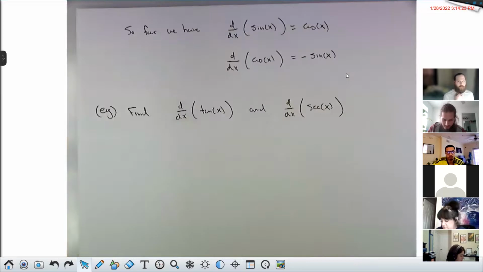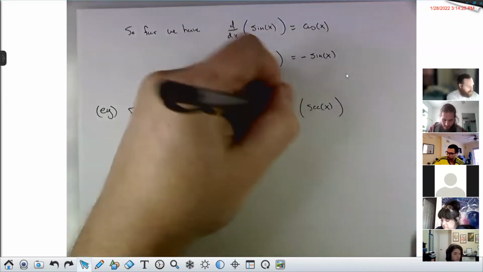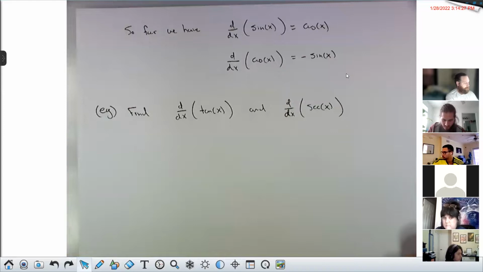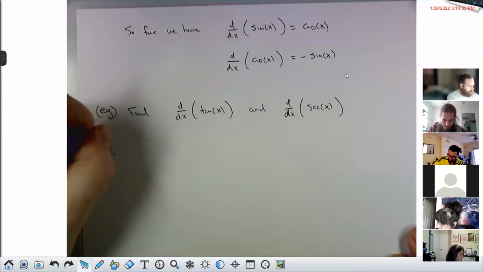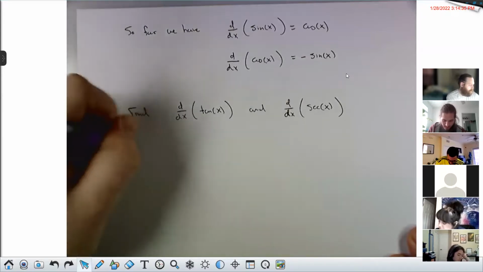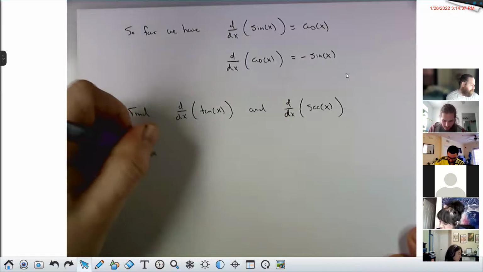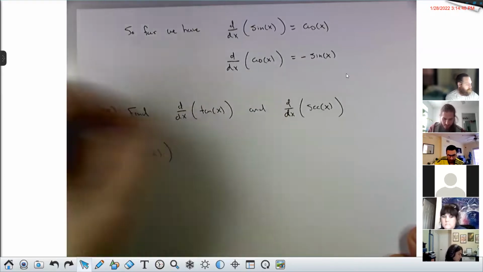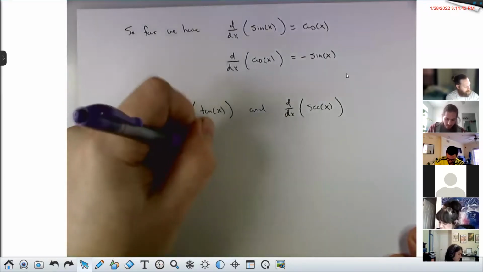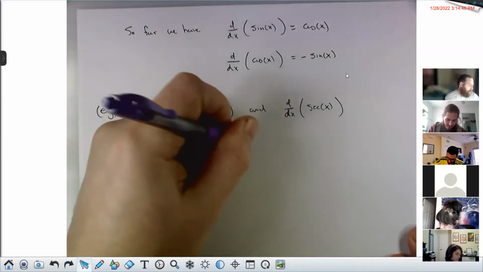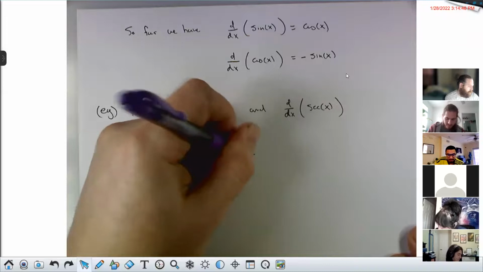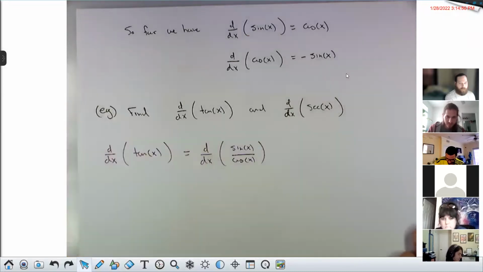I will work for you tangent and secant. I will let you sort out cotangent and cosecant. The derivative of tangent is the derivative of sine x over cos x, because tangent is sine x over cos x.